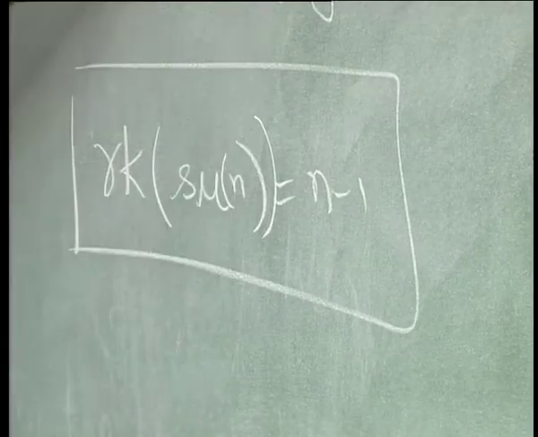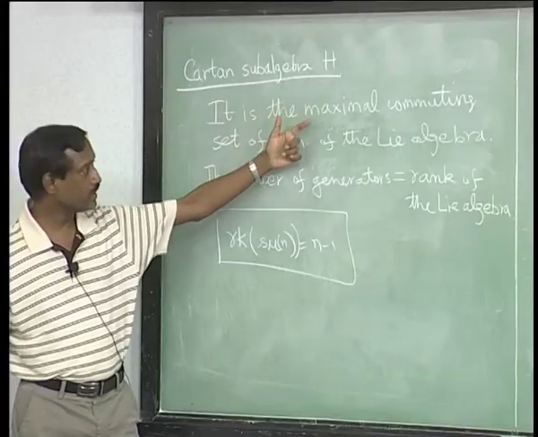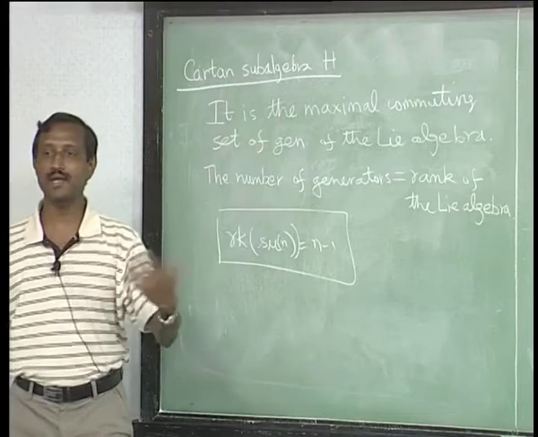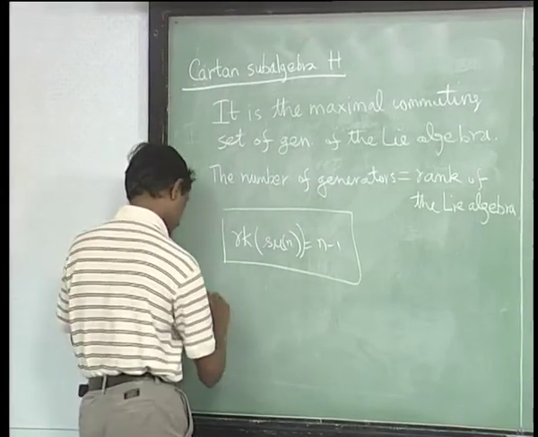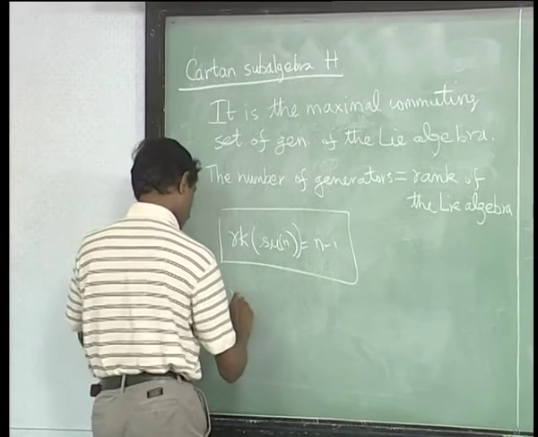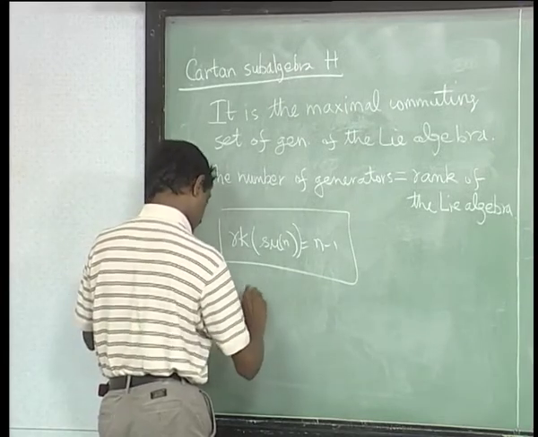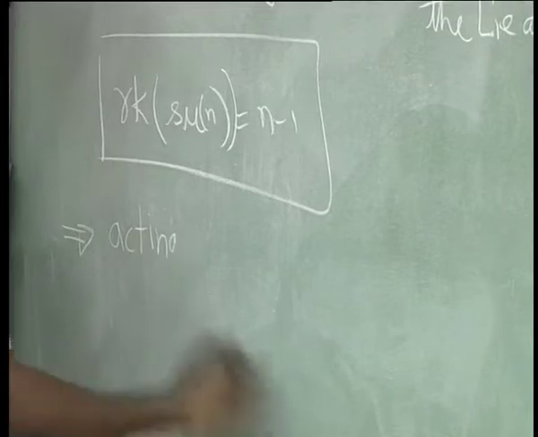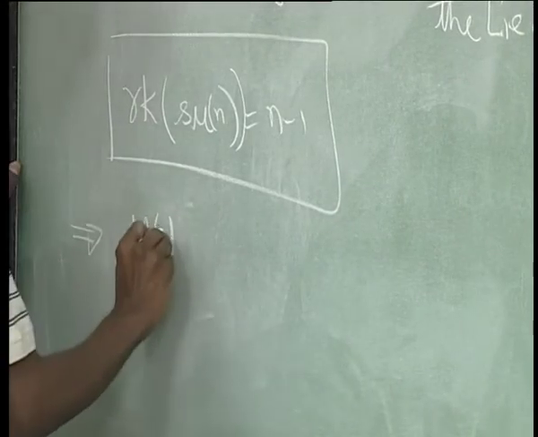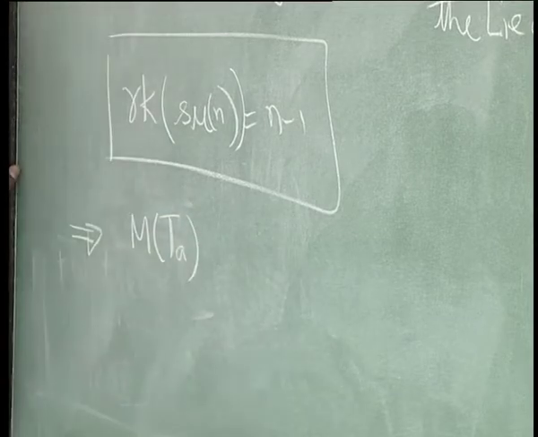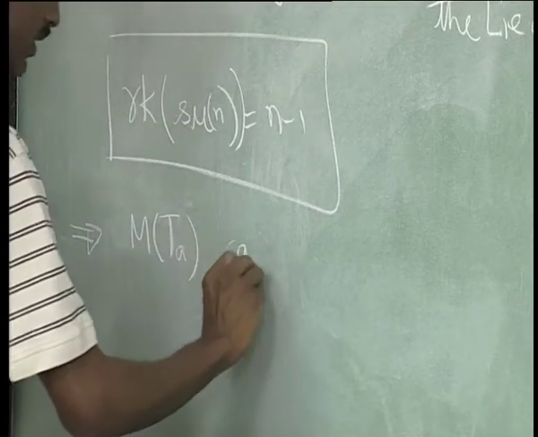Okay. So, once you have maximal commuting generators, you can see that you can simultaneously diagonalize them if you have some matrix. Okay. So, implies that acting on it, the T A can be simultaneously diagonalized.